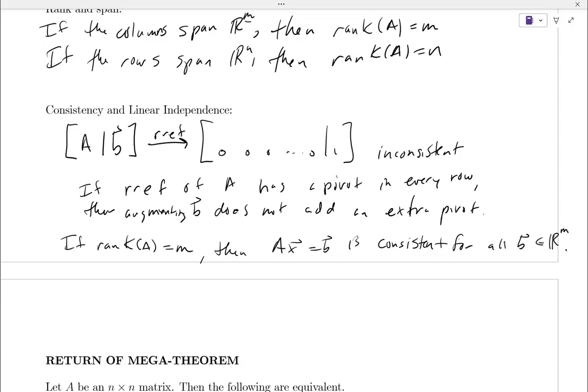Is the fact that if the rank is M, then it is consistent all the time. I want to get to the equivalence parts. But anyway, that if when you row reduce A you get a pivot in every row, this is stuff that we've already talked about with systems of linear equations. You get a pivot in every row. I can't add pivots because I've run out of rows. So it's going to be consistent all the time. And this is just rephrasing that in the language of rank.